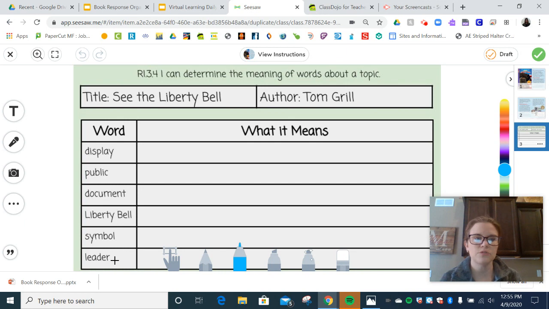First, we are going to use our highlighter tool or our drawing tool to actually circle them in the article, because when we're done reading, we are going to use what we learned in the article to be able to figure out what the word means. Okay, so when we get to the word display, we're going to just stop and think just a little bit.